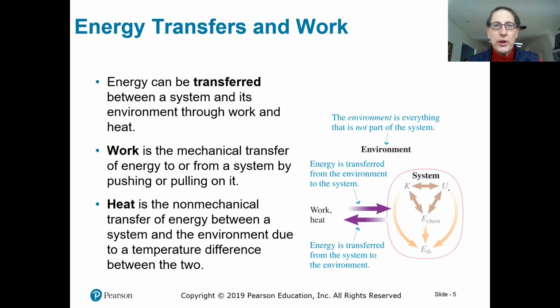Now, the concept of work is that if you want to change the total energy of a system, then something has to do work on it, or the system has to do work on its environment. And so this is a mechanism for transferring energy in and out of isolated systems.